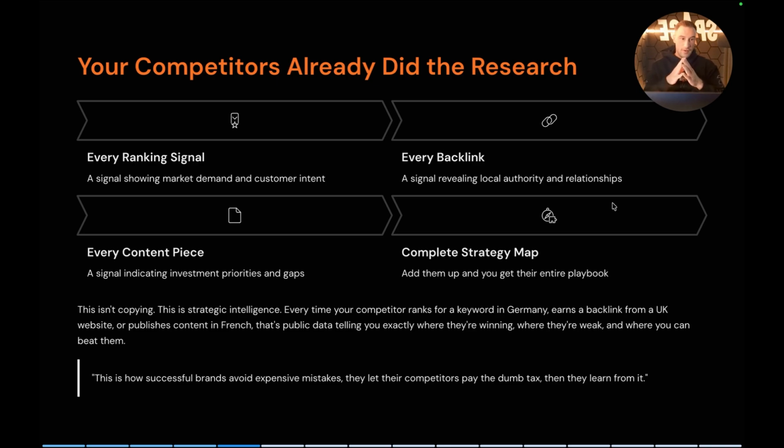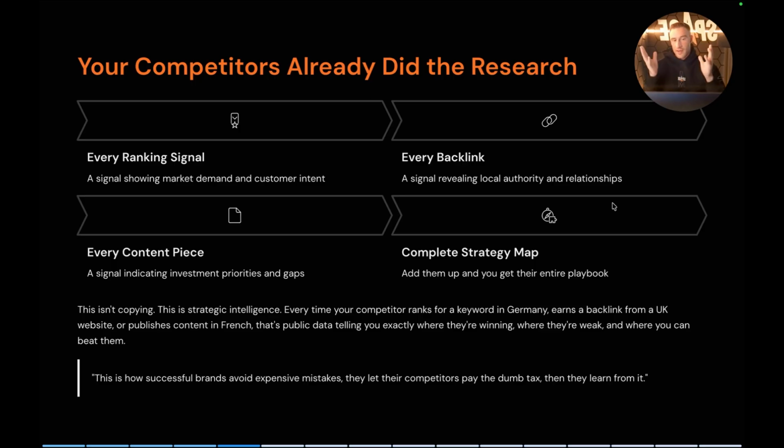And the last thing is you can look at the whole strategy this brand has deployed for that specific country. And you can see a lot of insights from there. So people might say, hey, this is copying, this is just copy pasting. No, it's not. It's just gathering all the intelligence from competitors that actually perform in these markets.